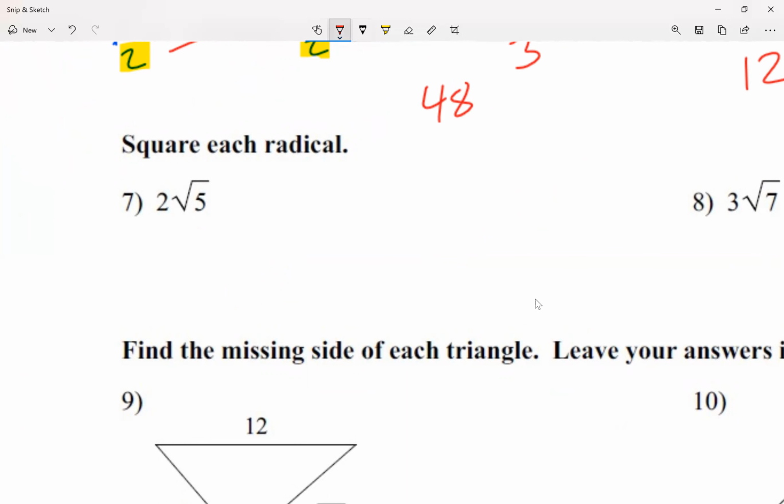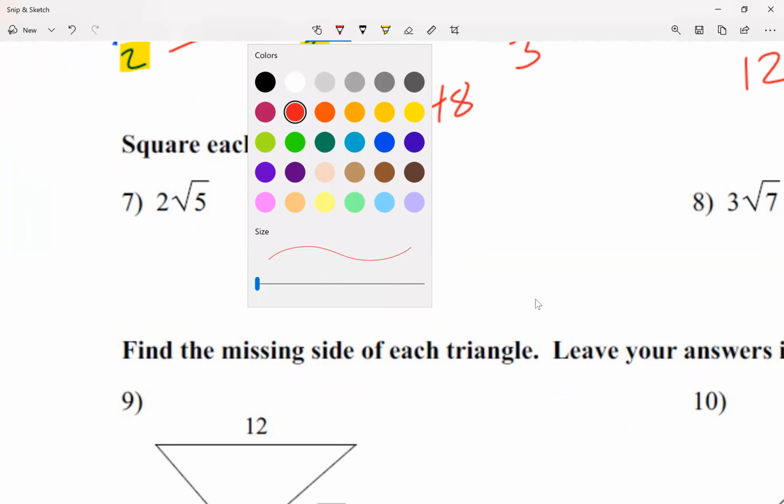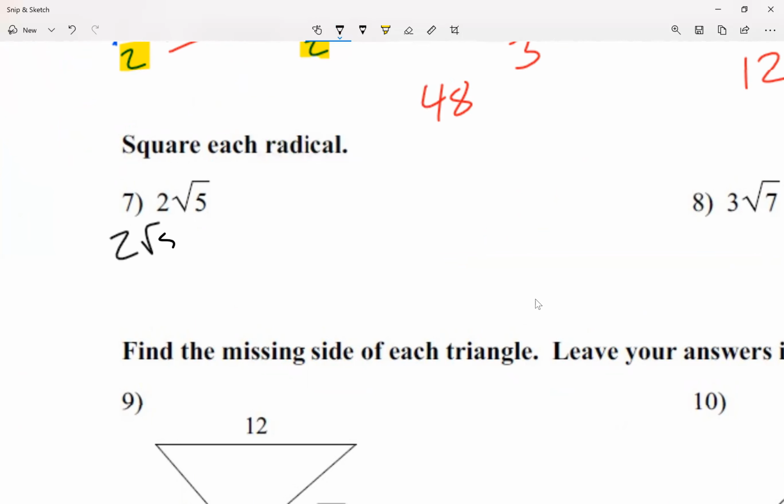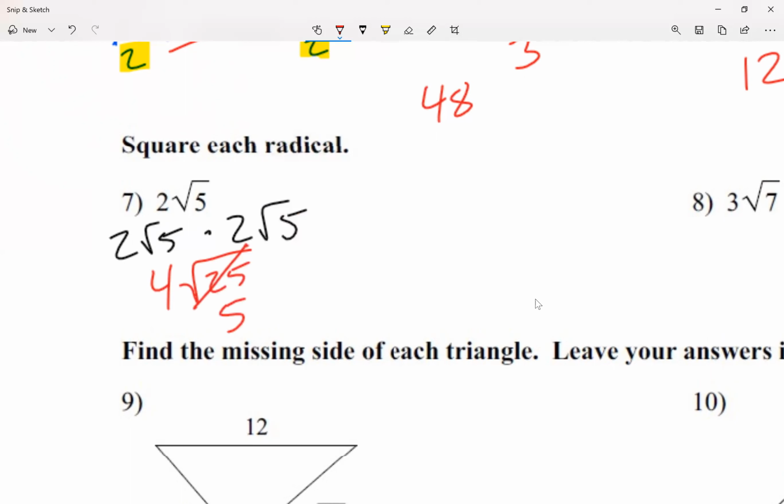Basically, when I say square, I'm asking 2 radical 5 times 2 radical 5. When you square a number, you multiply by itself. So 2 radical 5 times 2 radical 5. That's going to give me 4, because I multiply the outside numbers, 4 radical 25. I think I can do better than that. The square root of 25, isn't that 5? So when I multiply these two numbers, 4 times 5, isn't that 20?